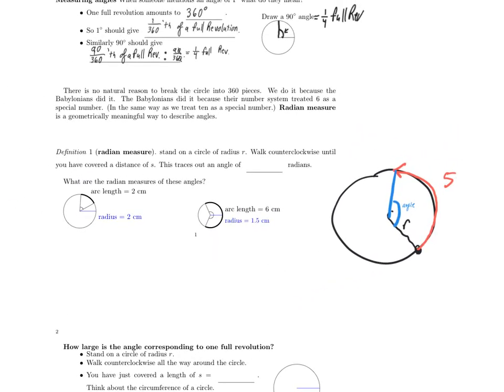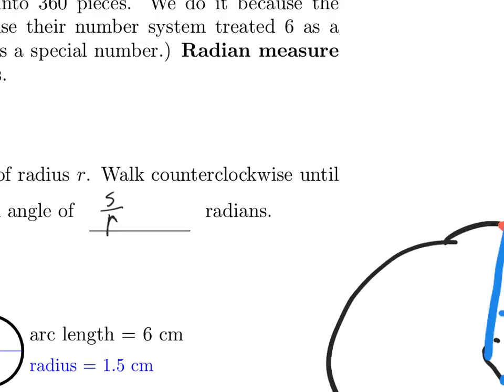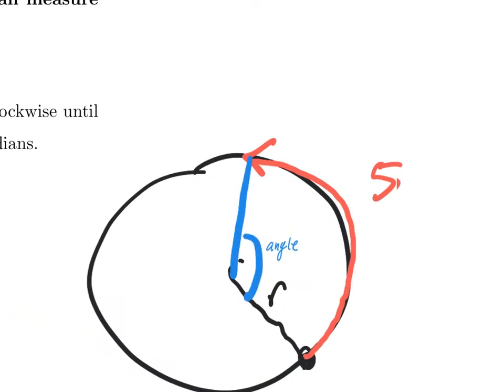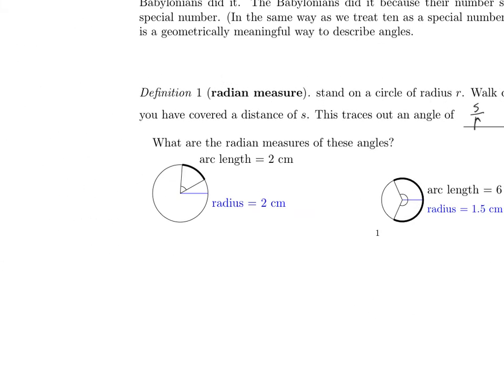The radian measure of that angle is exactly s divided by r radians. So this angle is s divided by r radians. So let's just go ahead and walk out some examples. Let's suppose that you start on a circle of radius equal to 2.